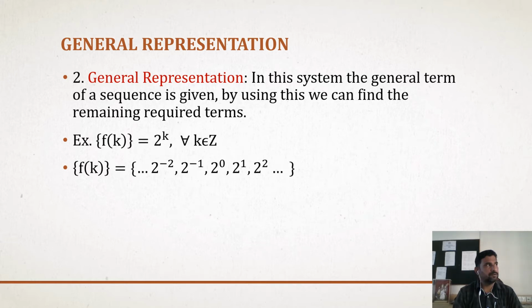2 raised to minus 2, 2 raised to minus 1, 2 raised to 0, 2 raised to 1, 2 raised to 2, 2 raised to 3. K values are integers, that is minus infinity to plus infinity.